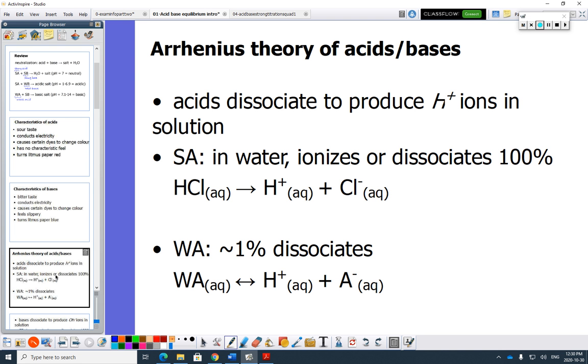There are two theories of acids and bases. We'll talk about Arrhenius first. Again, we did talk about this in grade 11, so maybe you remember his name. This is supposed to be a hydrogen.